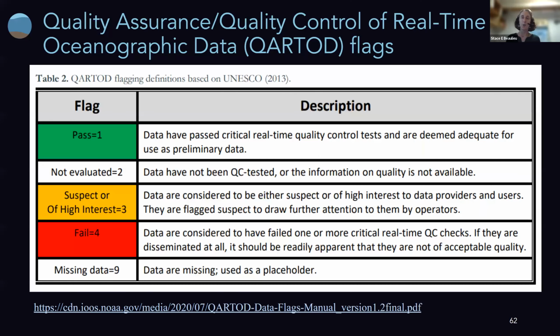So this is showing how Core TOD, or the quality assurance, quality control of real-time oceanographic data, has adopted those IODE flags, but with two changes. Core TOD does not recommend the use of 2, not evaluated. Why? Because one of their best practices is to always evaluate every data point. But they highlight that for flag 3, it's not necessarily questionable or suspect, but it could actually be data of high interest. So that's what I'm going to point out in our example for DOERs.